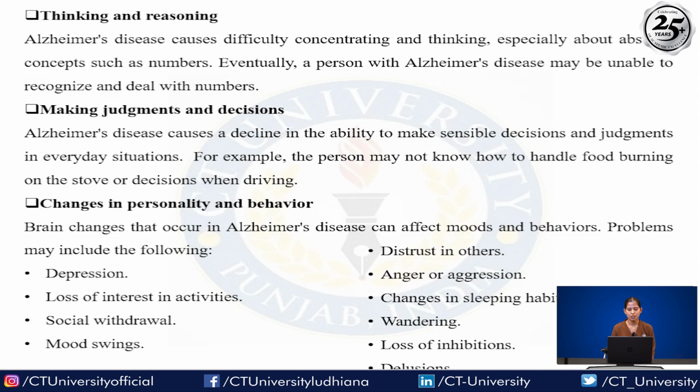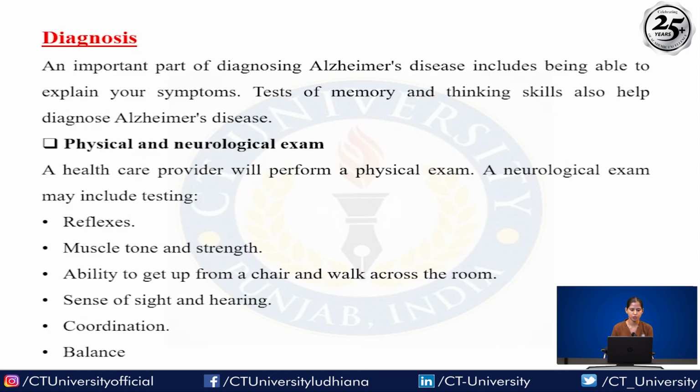Next is changes in personality and behavior. Brain changes occur in Alzheimer's disease, so it affects mood and behavior also. The problems may include depression, loss of interest in activities, social withdrawal, mood swings, distrust in others, anger or aggression, changes in sleeping habits, wandering, loss of inhibitions, and delusions. These are the symptoms experienced by an Alzheimer's disease patient.